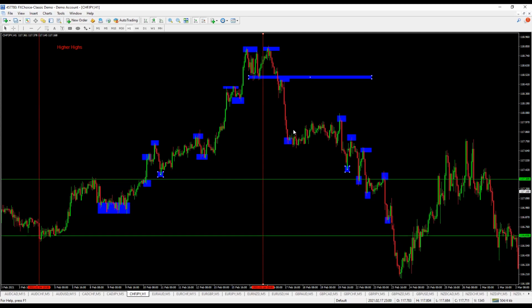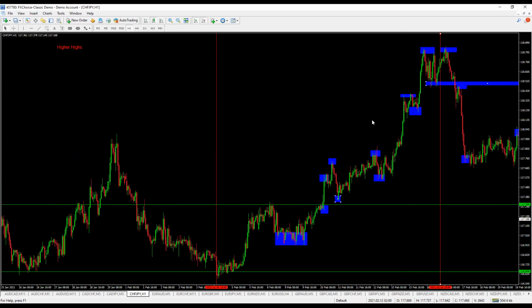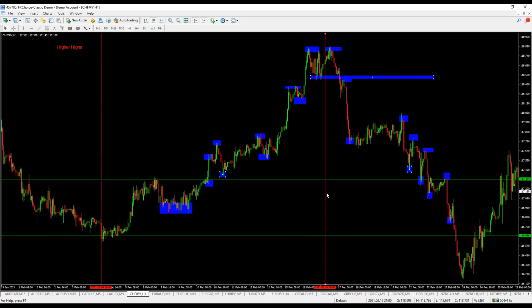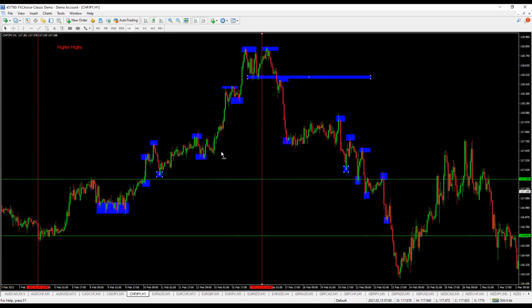Now, one of the things I want you to think about is this. When you are looking at movements in charts, big movements all the way up, or big drops all the way down, there will always be a big pullback. If there's a small drop, there might be a small pullback. If there's a big drop, you better believe there's going to be a big pullback.